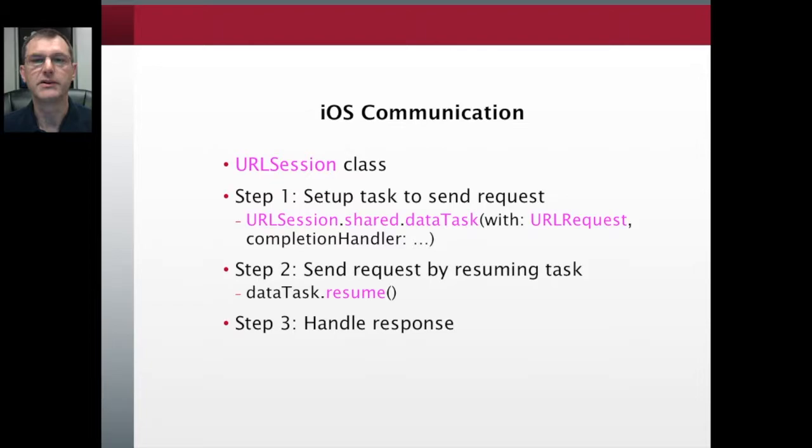Then the completion handler is a function that's called when the communication is complete, and it then passes in information about whether an error occurred or whether the communication was successful. So once we create that data task, the next step is to execute it, and to do that we call the resume method of that data task. And again, that will initiate the communication, and when the response comes back, it will call the completion handler. And then in the third step, we will handle the various possible responses that could come back from the communication.